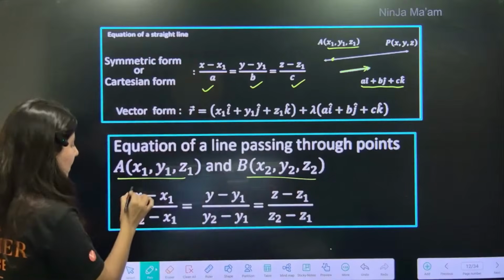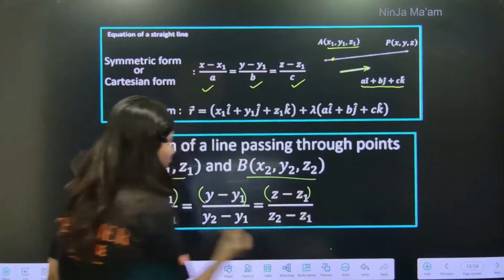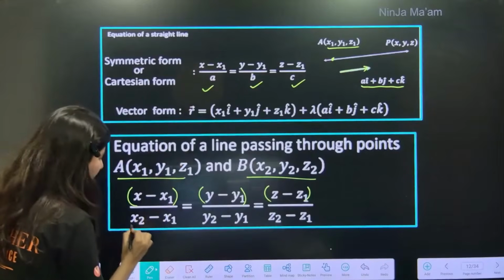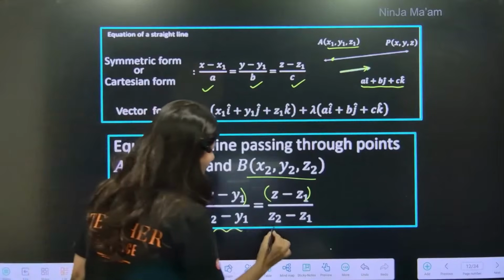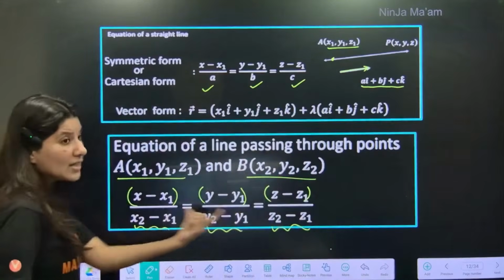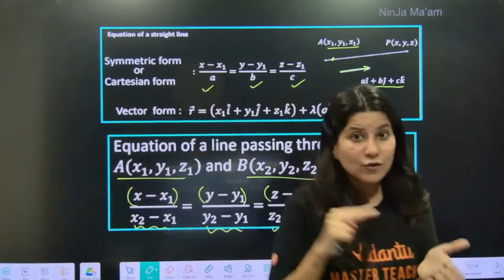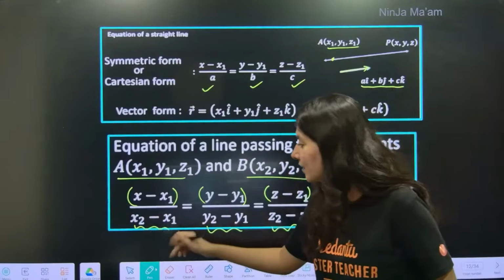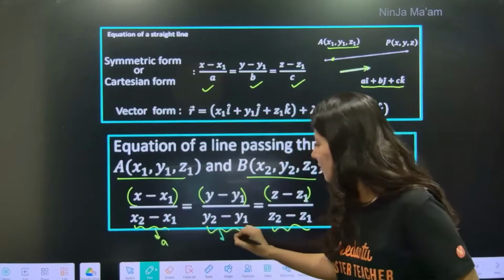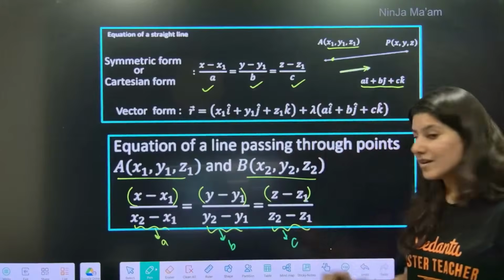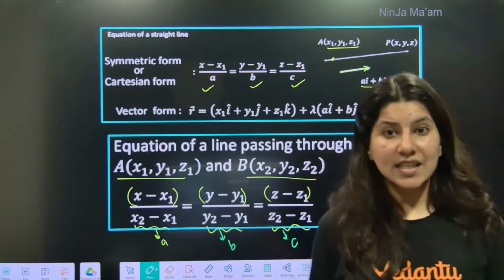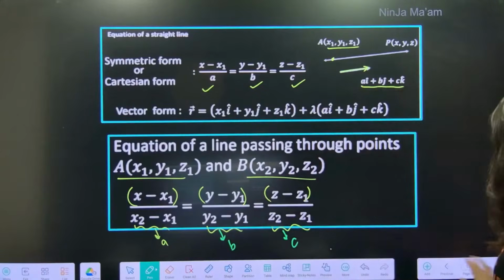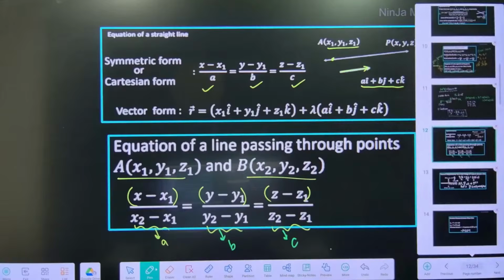So the numerator will be exactly the same. But what about the denominator? So a will be replaced by x2 minus x1, y2 minus y1, z2 minus z1, because we have just studied, if 2 points are given to you, then the direction ratio will be x2 minus x1, y2 minus y1, z2 minus z1. Everything is interconnected, my dear students. I hope that you are getting it.